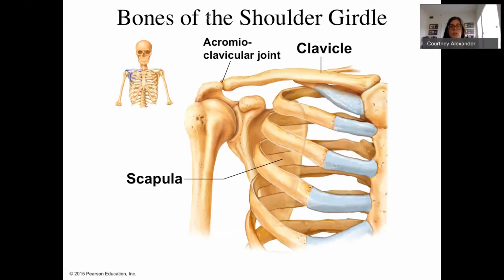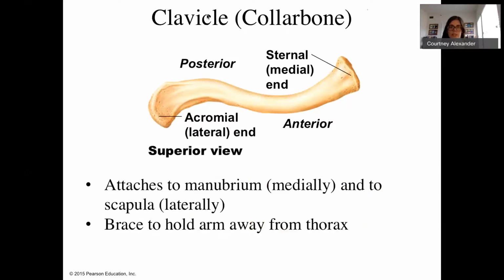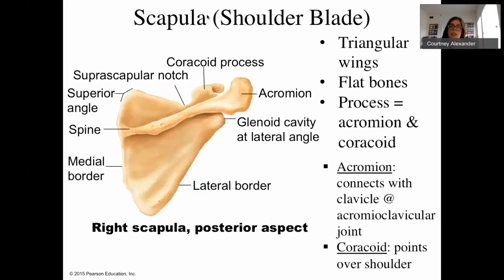We'll start with the bones of our shoulder girdle, which is the clavicle and the scapula. The clavicle, otherwise known as the collarbone, attaches to the manubrium medially and to the scapula laterally. And this is the brace that helps hold the arm away from the thorax. The scapula is our shoulder blade, and it has these triangular wings. It's a flat bone, and the major processes are the acromion and coracoid processes. The acromion helps connect with the clavicle at our acromioclavicular joint, or our AC joint, and the coracoid is the thing that points over the shoulder if you touch it on the posterior side.